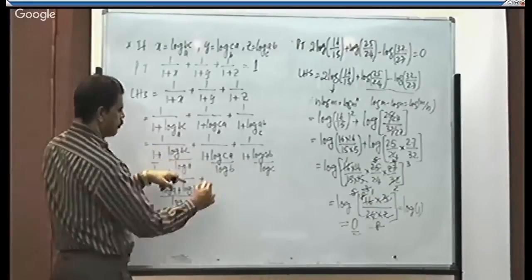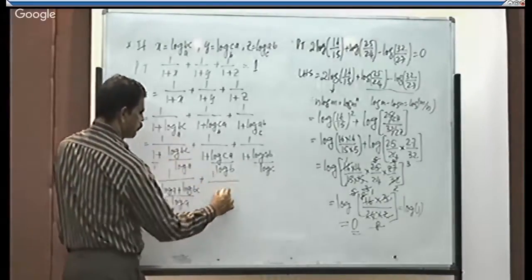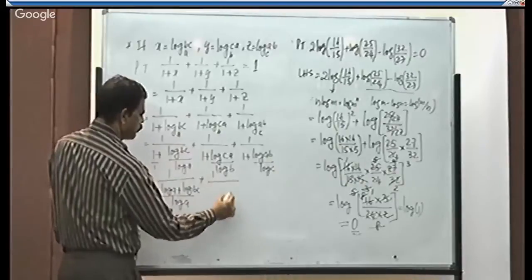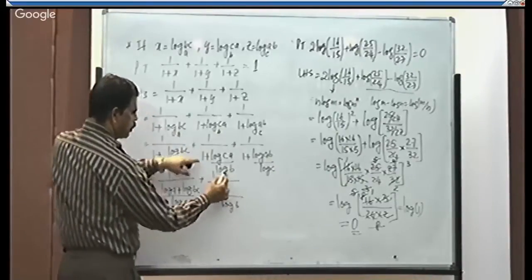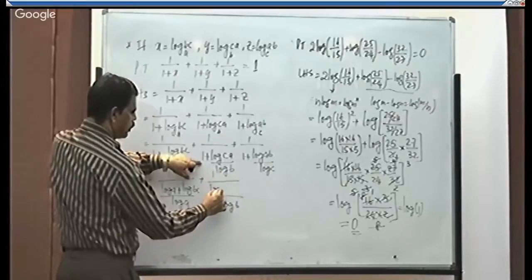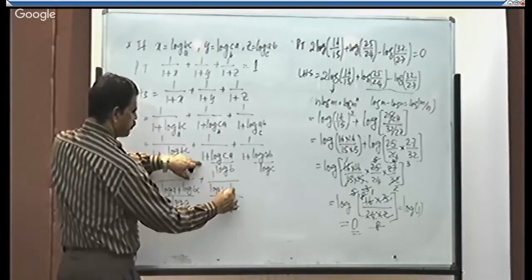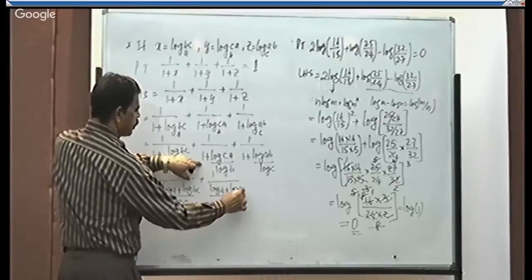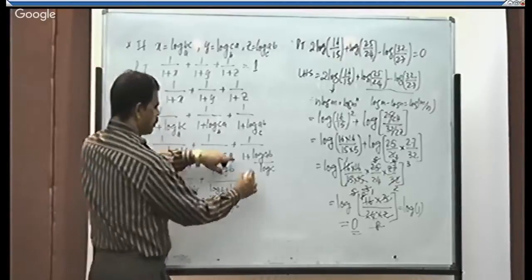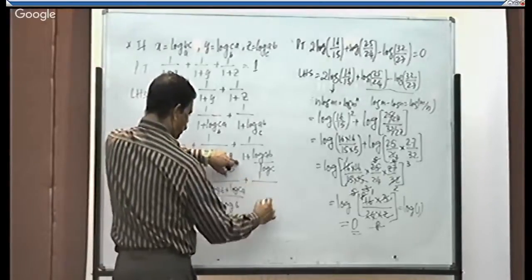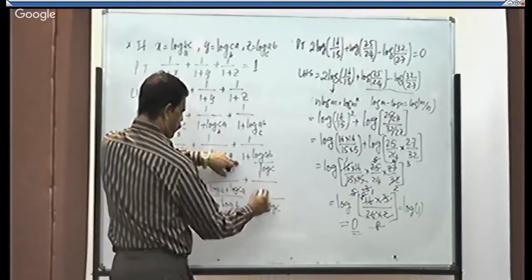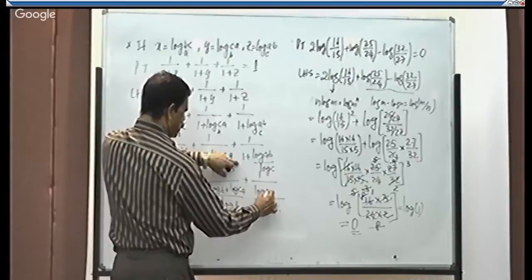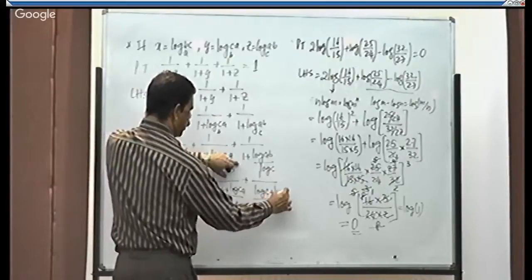Next, come to the second term. There also you take LCM. What is LCM? LCM is what? Log B. Log of B. Then it becomes what? Log B plus log of CA. Plus in the third term also, in the denominator, log C is LCM. It is what? Log C plus log of AB.